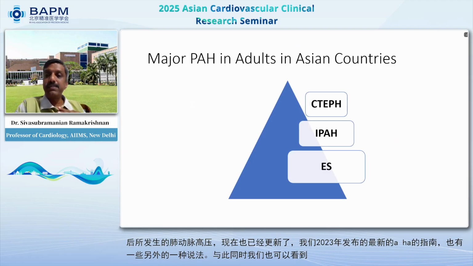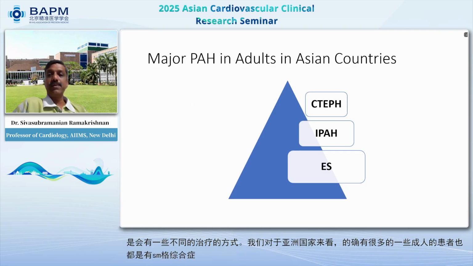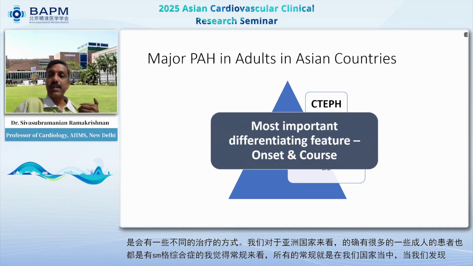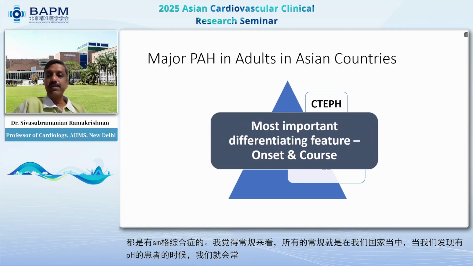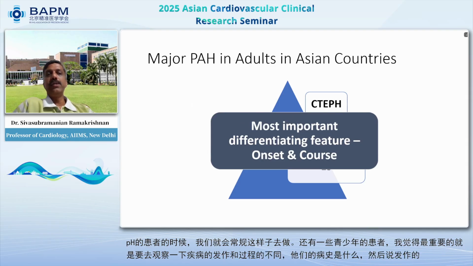So what are the types of PH that we are likely to encounter in Asian countries? It is more commonly Eisenmenger syndrome than idiopathic pulmonary hypertension or other forms of pulmonary hypertension like CTEPH and other things. So as a routine in our country, whenever we find a patient with IPAH, especially an adolescent with IPAH, we almost invariably take a detailed look at the onset and the course of the disease, what the history is and when it started, and almost always do a saline contrast echocardiography to rule out a subtle or innocuous-looking intracardiac shunt which is missed.